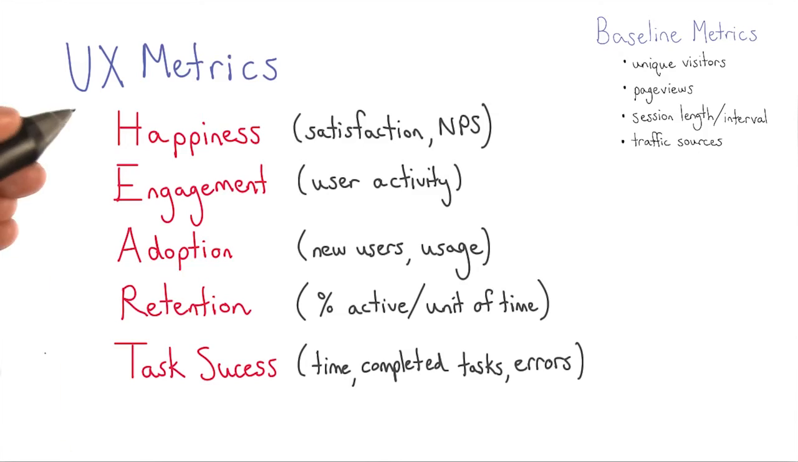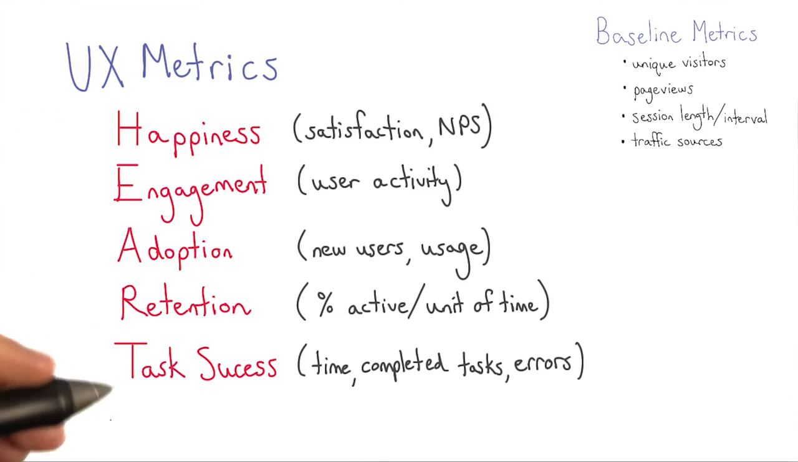Now, you don't need to have metrics for all of these categories. Instead, you should think about which categories and their associated metrics would be most important for the entire product. You also might think about which metrics would be important for specific features of a product.